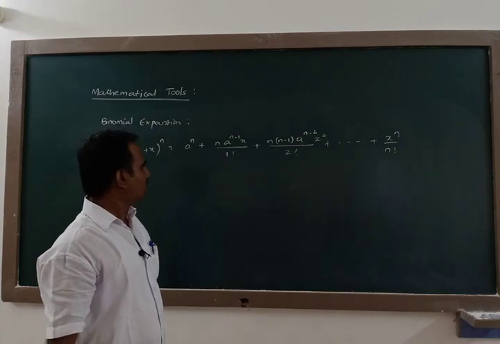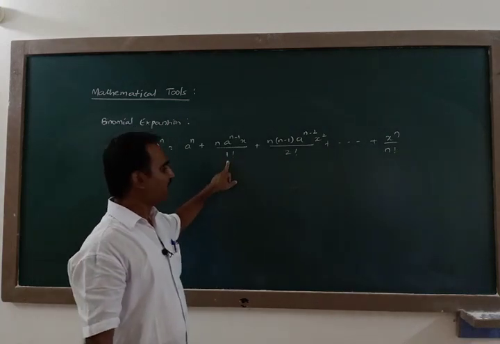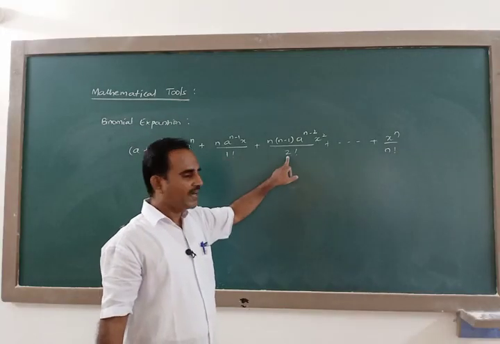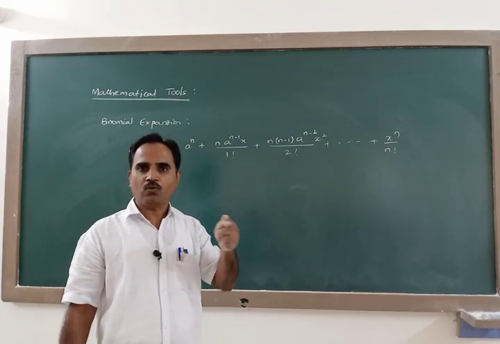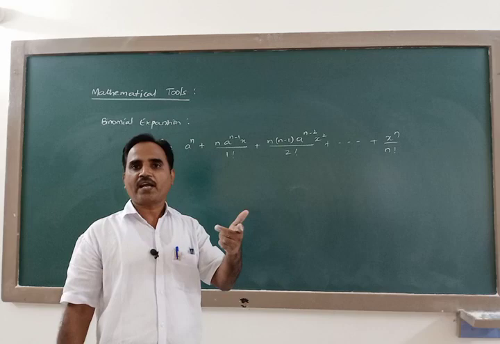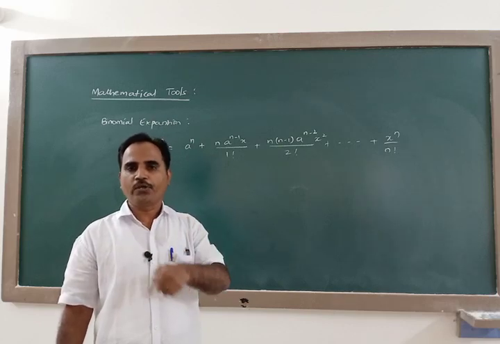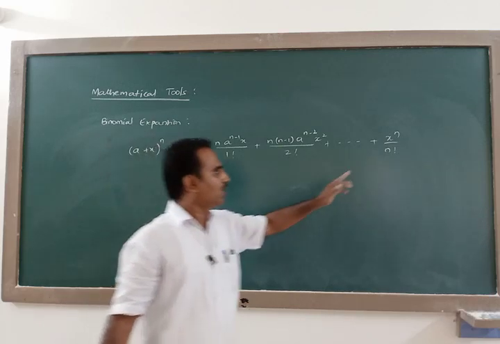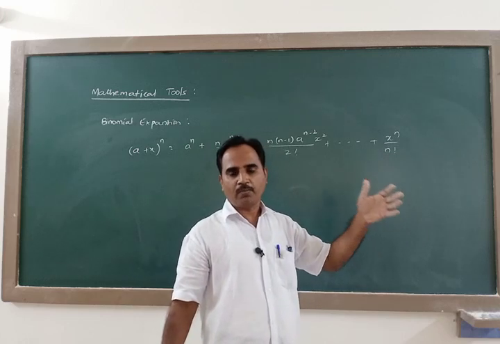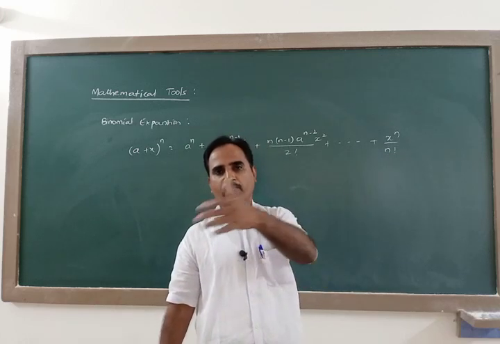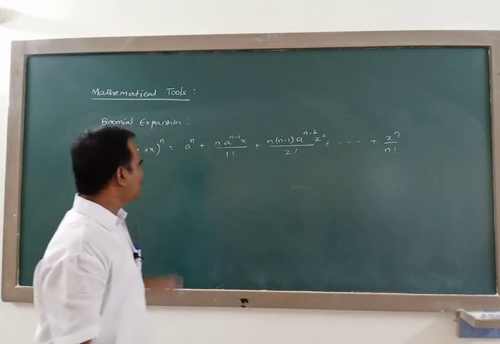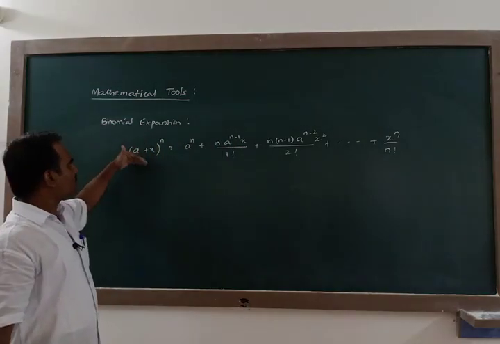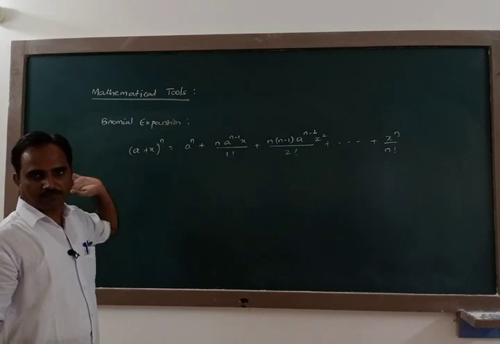In this expansion, 1 factorial means 1, 2 factorial means 2 into 1, 3 factorial means 3 into 2 into 1, 4 factorial means 4 into 3 into 2 into 1, like that. n factorial means n into n minus 1 into n minus 2 into n minus 3 and so on. So this is the general expression for binomial expansion.